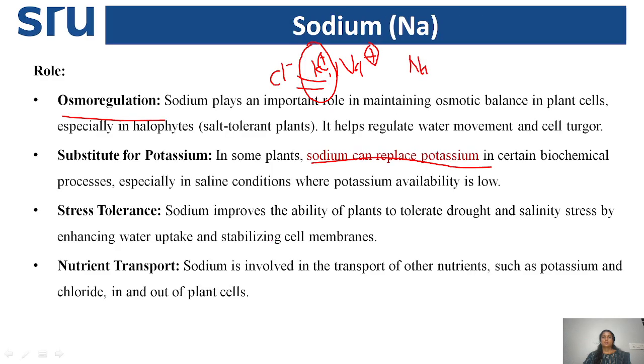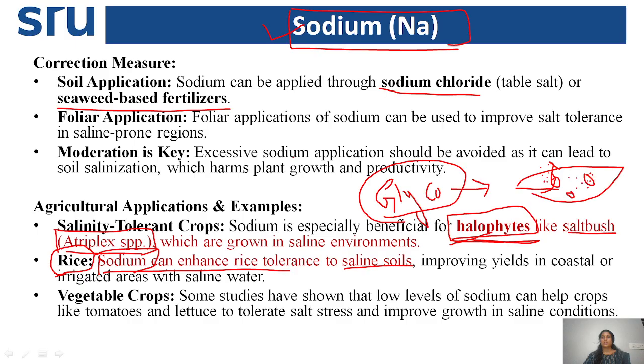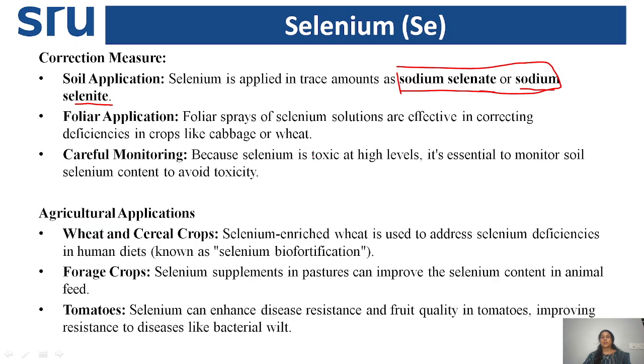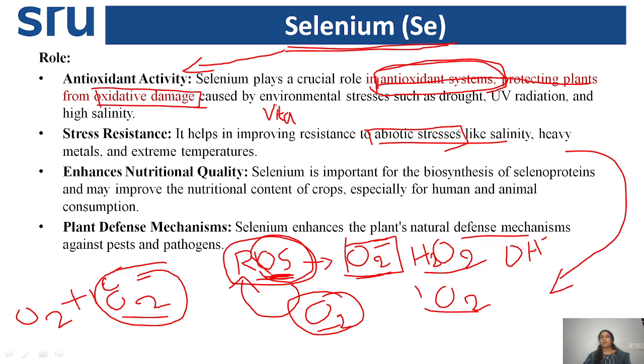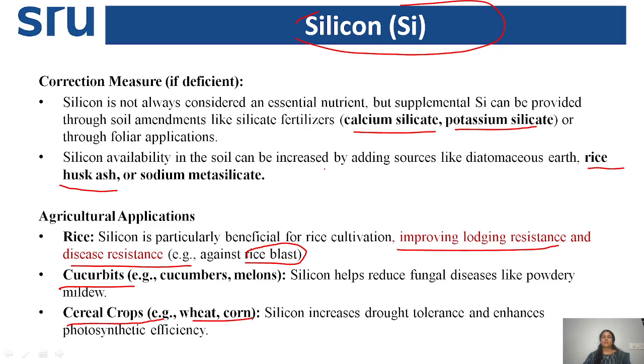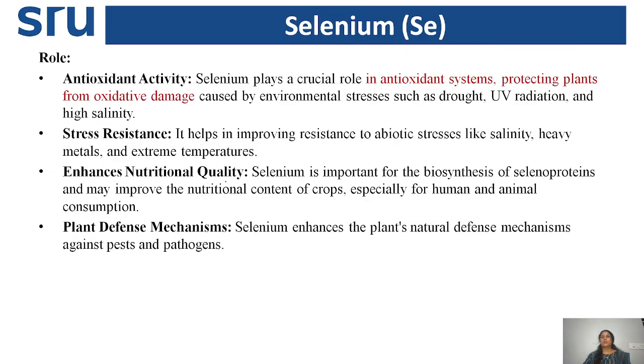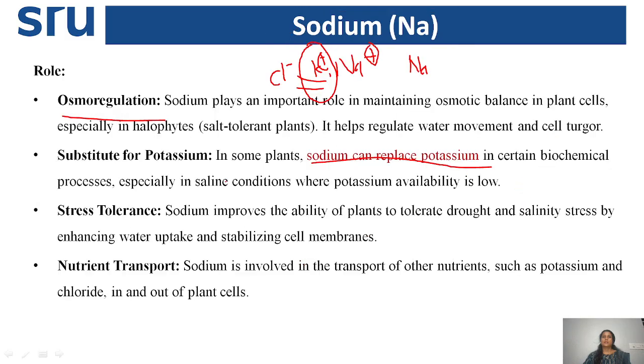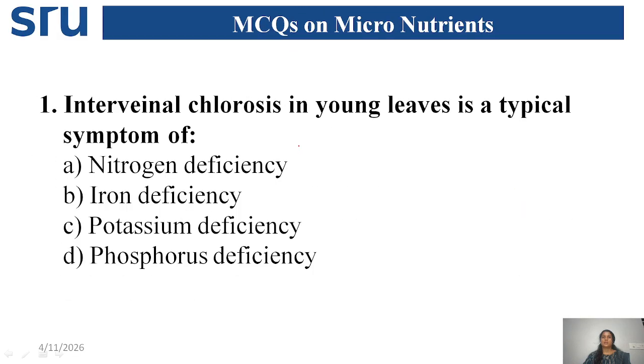So I think this is about beneficial elements. Sodium has a beneficial role in halophytes, and selenium has a beneficial role in plants exposed to abiotic stress or oxidative stress, where it acts as an antioxidant system. Silicon is beneficial in rice and cobalt in leguminous plants. All these elements have a beneficial role for some specific crops, not for all.